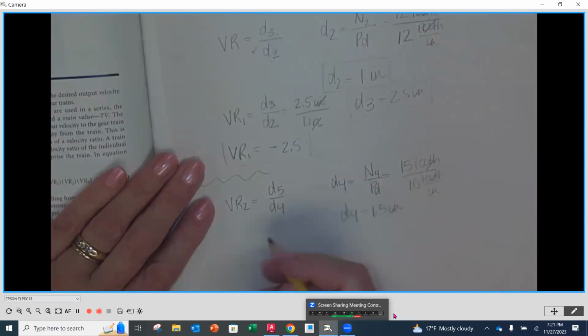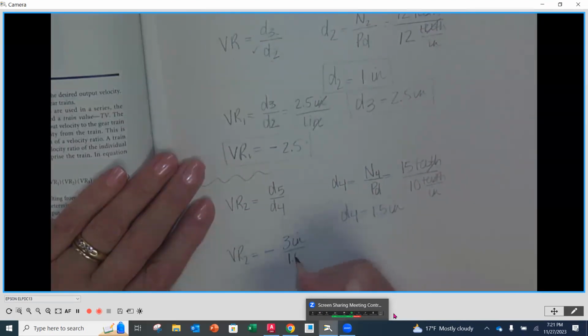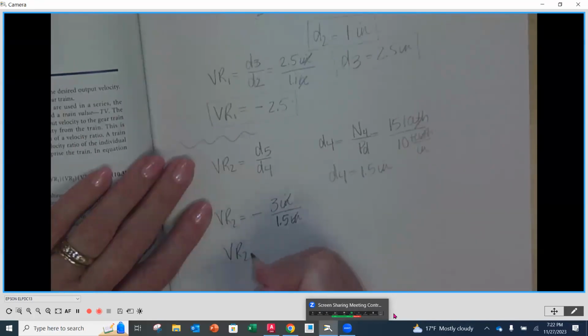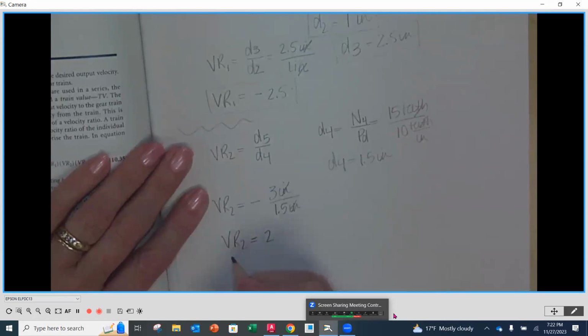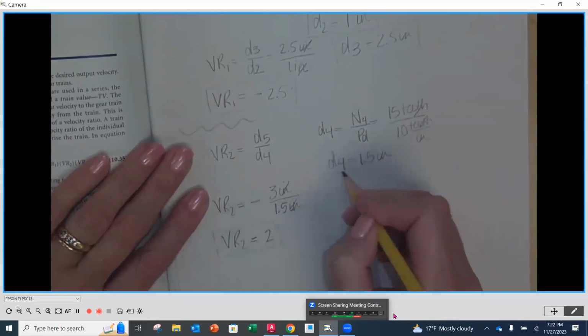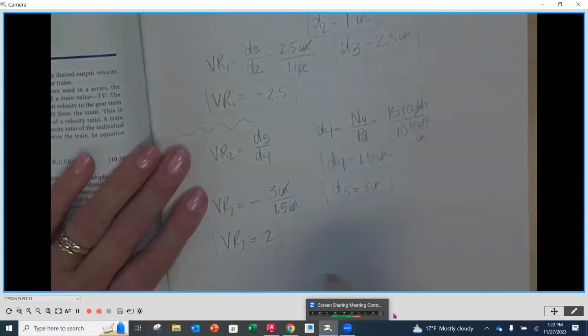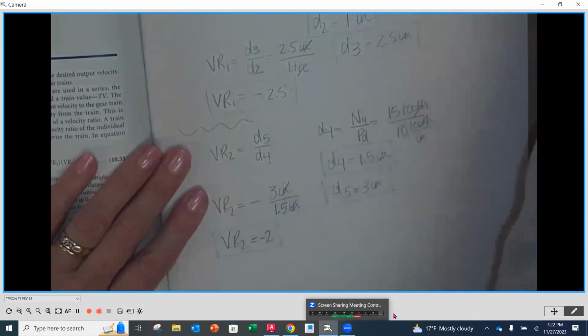So now we can plug that in here. Our velocity ratio number 2 is going to be equal to a negative 3 inches divided by 1.5 inches. So inches cancel out, and our velocity ratio number 2 is going to be equal to negative 2, right? So we'll put a box around there, and we'll say D5 is 3 inches. We'll need that for our center distance calculation later.